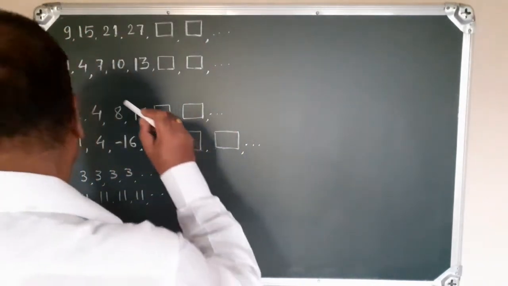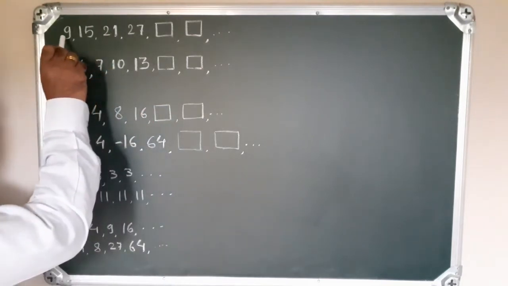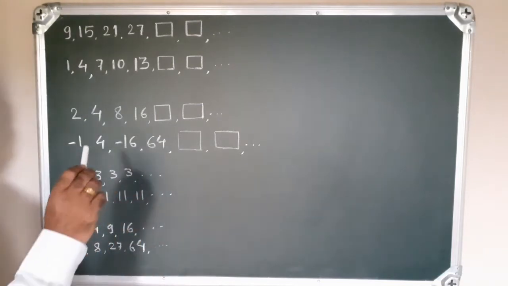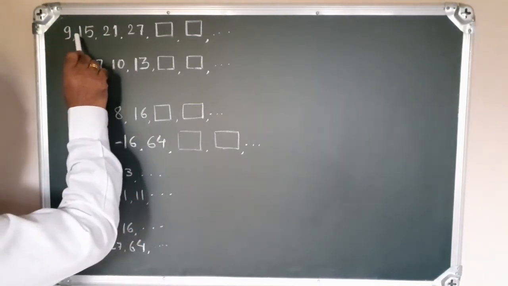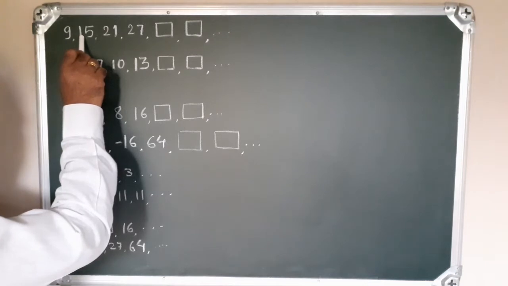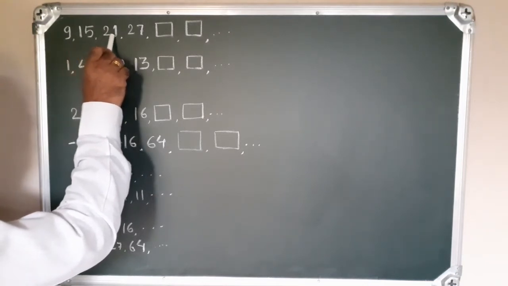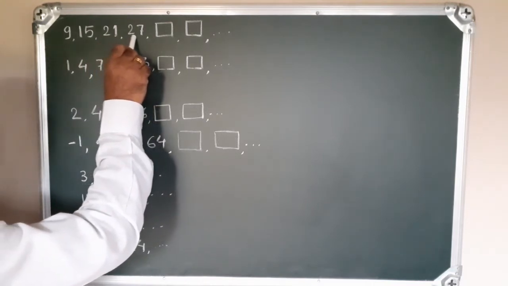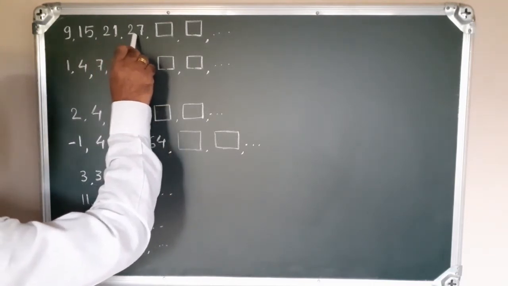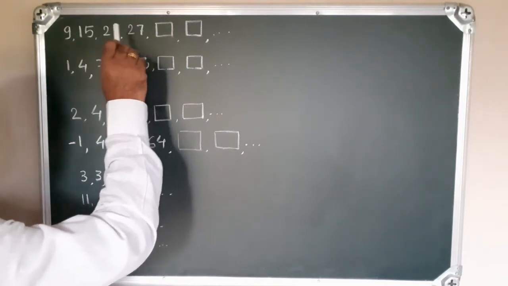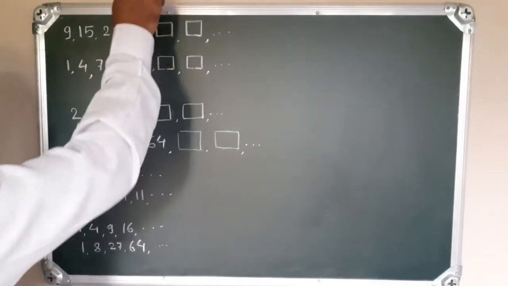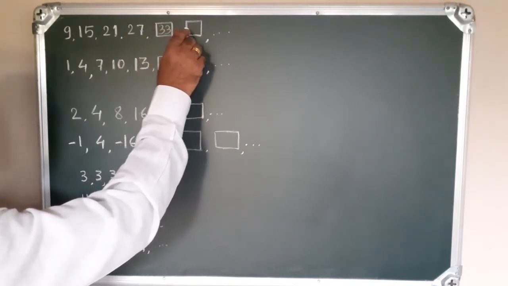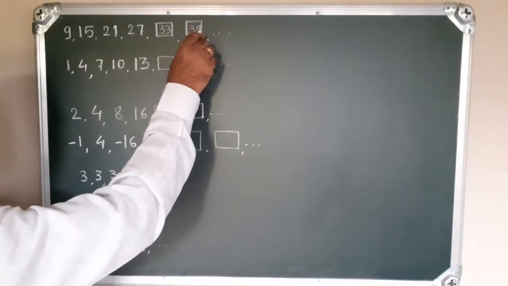See here, some numbers are written here: 9, 15, 21, 27. So 9 plus 6, that is 15, plus 6 we get 21. 21 plus 6, that is 27. If we add 6 to this 27, we get 33, and 33 plus 6, that is 39, and so on.